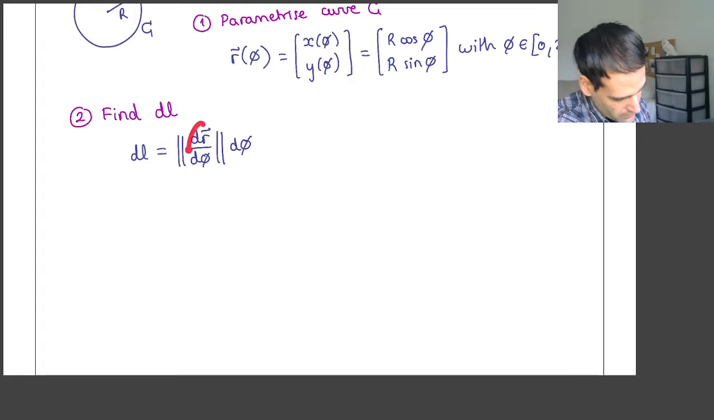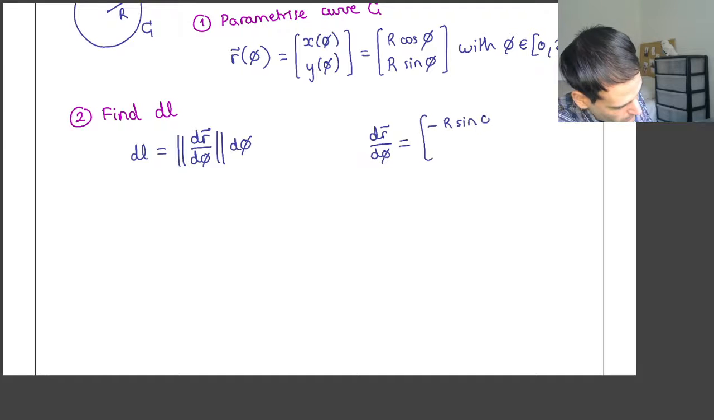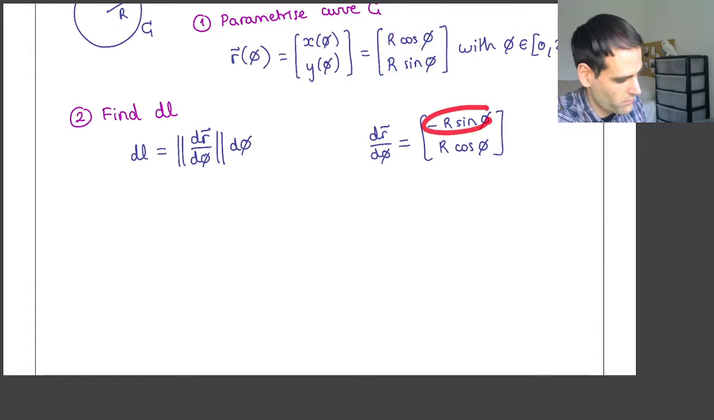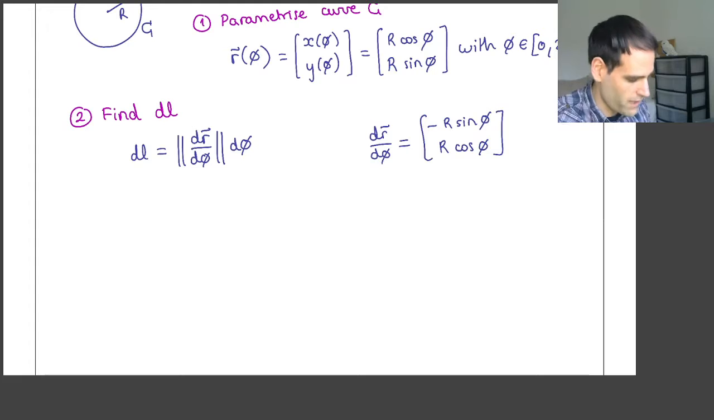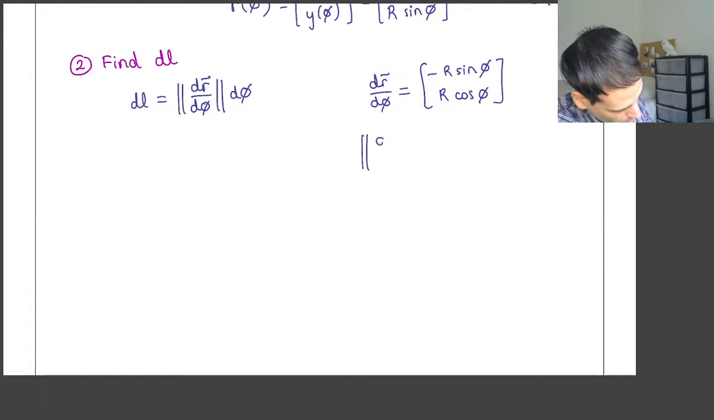So what steps do we need? First, we need to calculate the derivative of r with respect to phi. So we have r here. We need to calculate dr with respect to phi. And this is going to be a vector, which is going to be minus r sine phi and r cosine phi. Okay, I simply did the derivative of the 2 functions for x and y to find this tangent vector dr over d phi. Now, don't forget, you need to calculate the norm of this vector. Okay, so the norm of dr with respect to d phi.